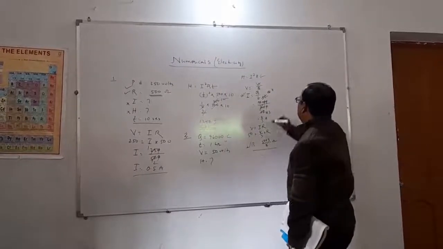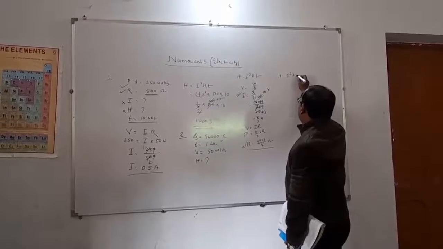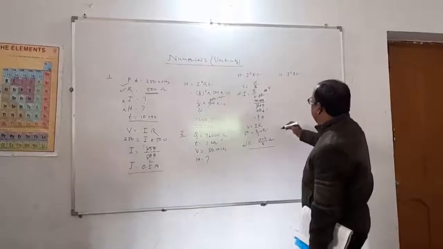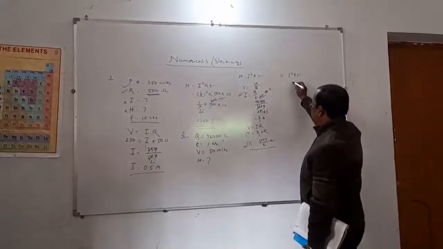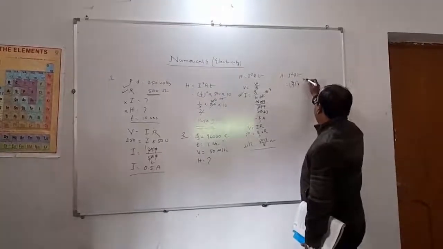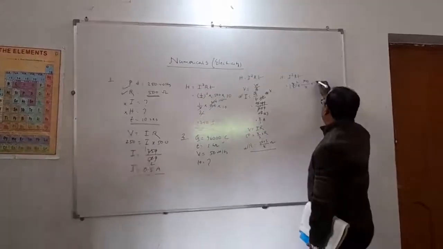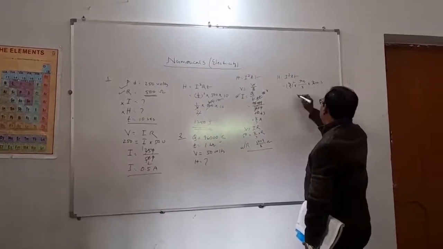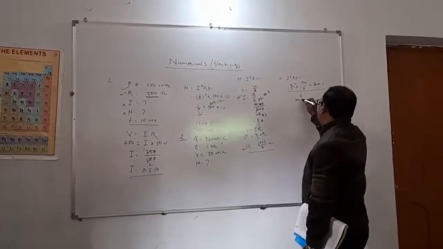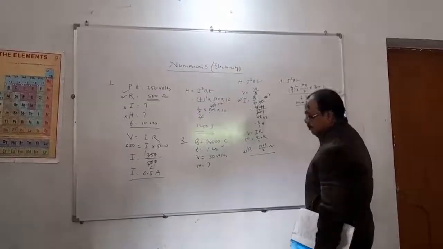Now H is equal to I square RT. Putting the values of I, R and T, we get I is 8 by 3 whole square, R is 50 into 3 by 8, into time, that is 1 hour, means 3600 second. Calculating, we get the result of heat produced. And this is the second question.